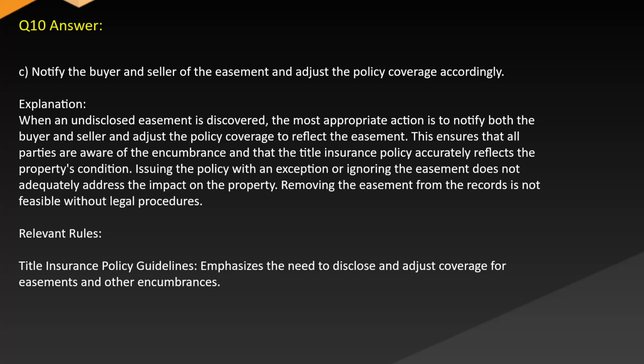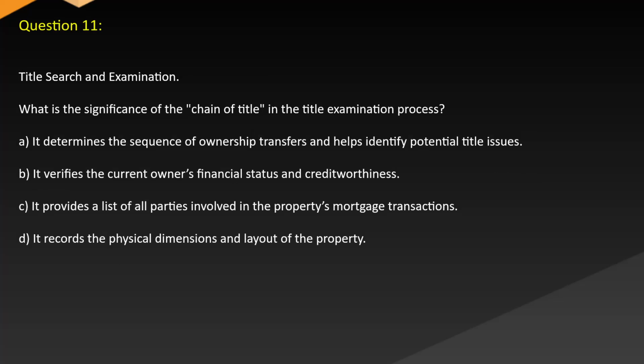condition. Issuing the policy with an exception or ignoring the easement does not adequately address the impact on the property. Removing the easement from the records is not feasible without legal procedures. Relevant rules. Title insurance policy guidelines emphasize the need to disclose and adjust coverage for easements and other encumbrances. Question 11. Title search and examination. What is the significance of the chain of title in the title examination process?